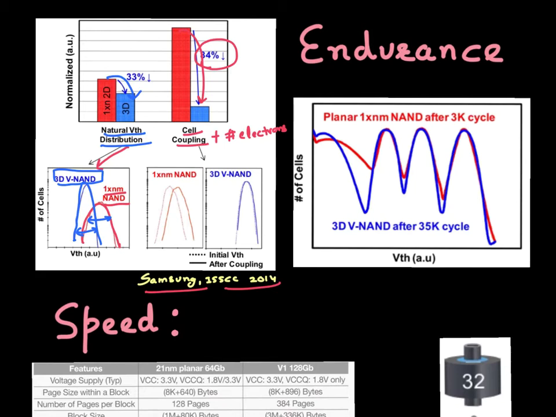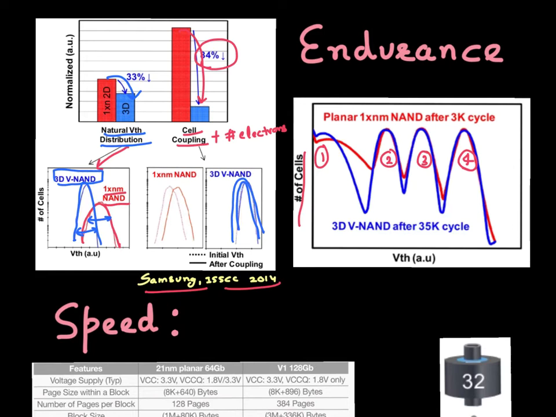And also another thing is that because you have this less cell to cell coupling, not only is this distribution tight, but it remains tight even after you program and erase these cells. So this is illustrated in this particular figure. This is shown for a multi-level cell which has 4 bits. Each of these peaks here corresponds to each of these bits in this multi-level cell.